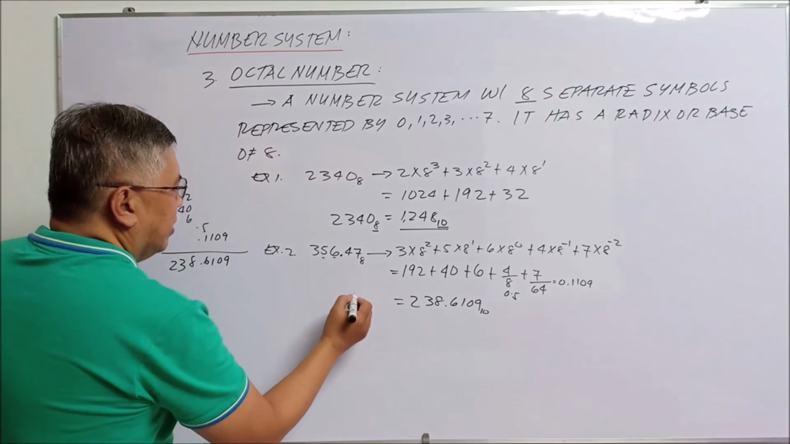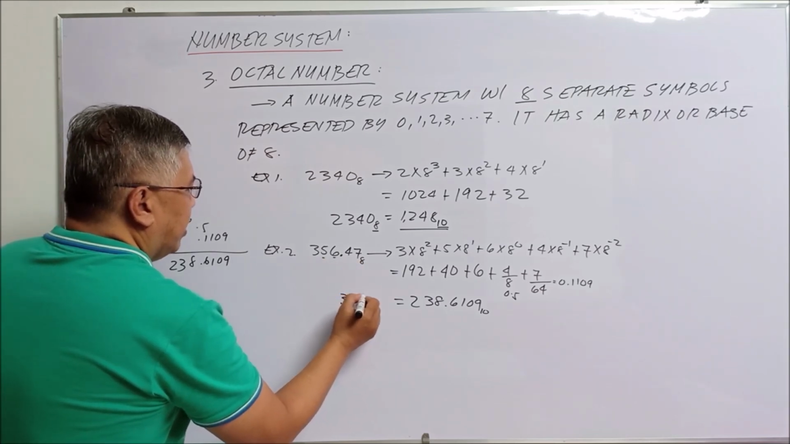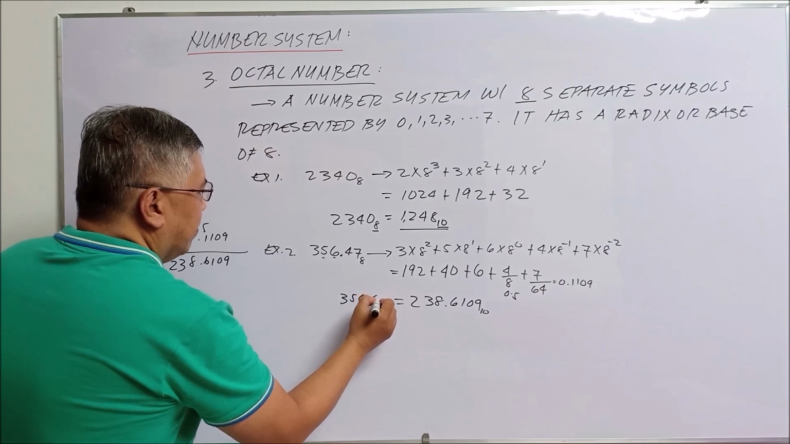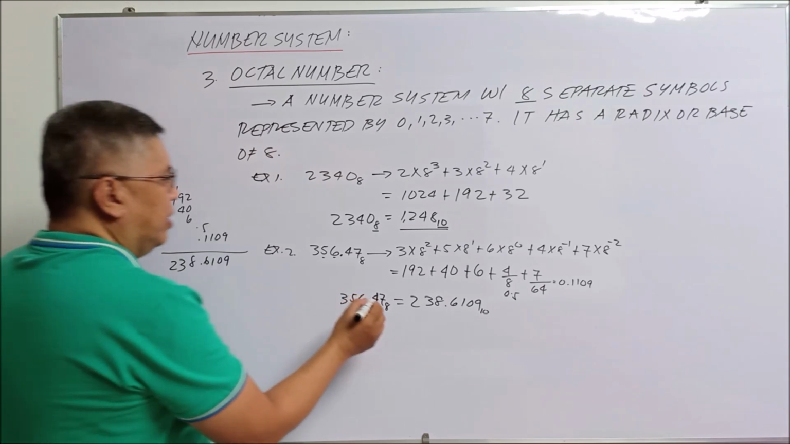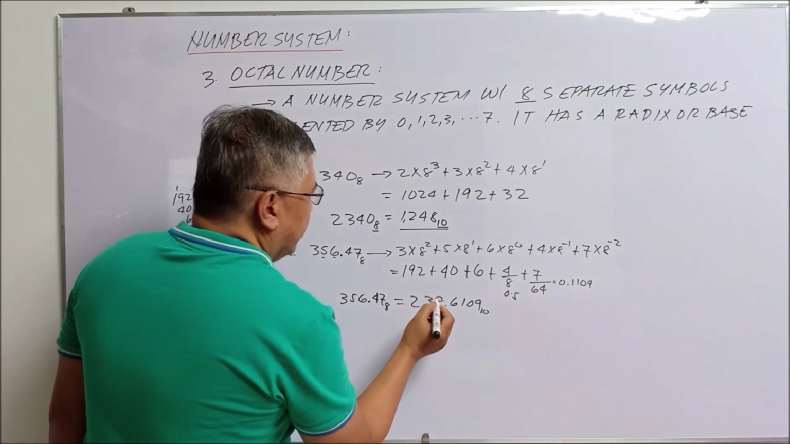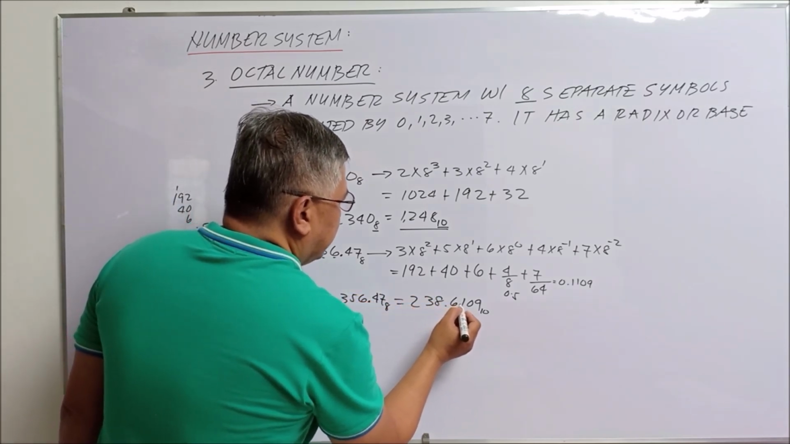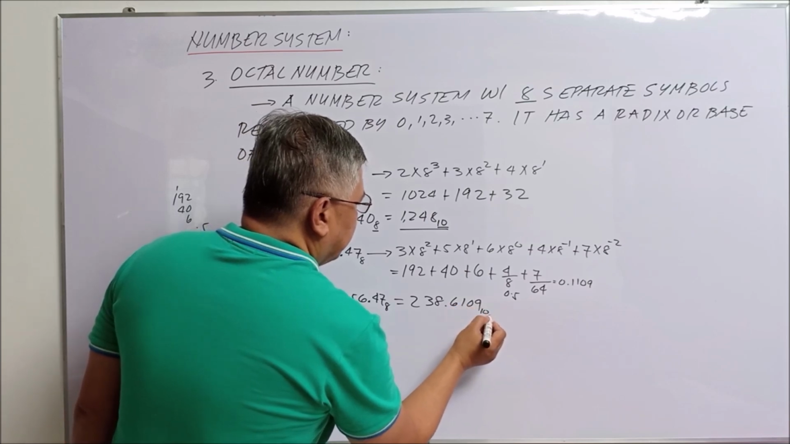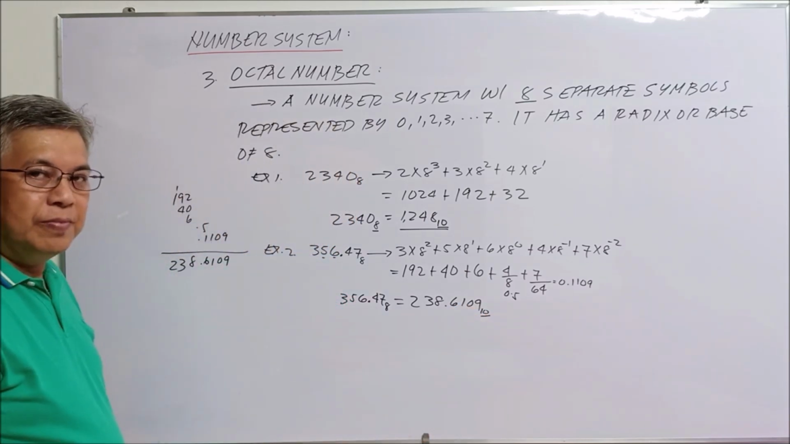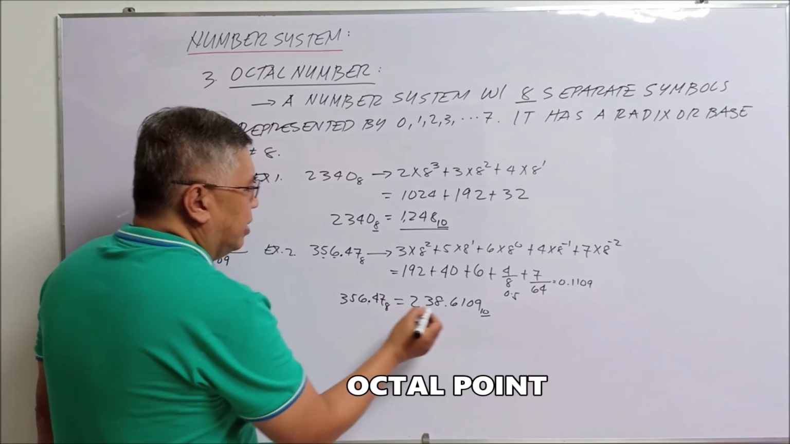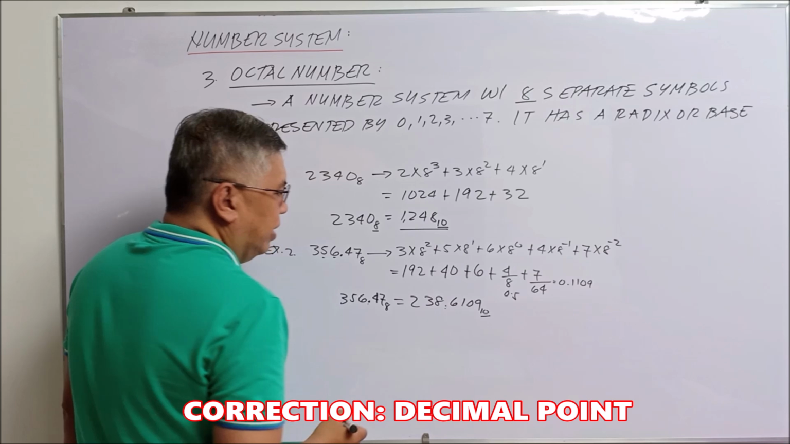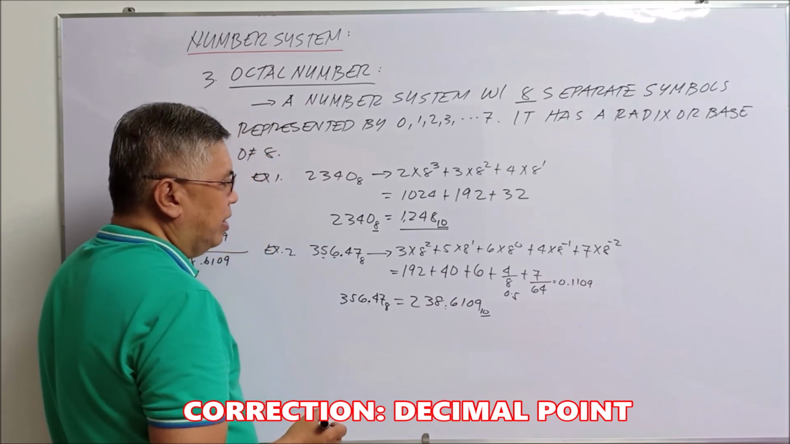So again, 356.47 of base 8 is equivalent to 238.6109 of base 10. Now again, this is called the octal point, and this one here is called the hexadecimal point.